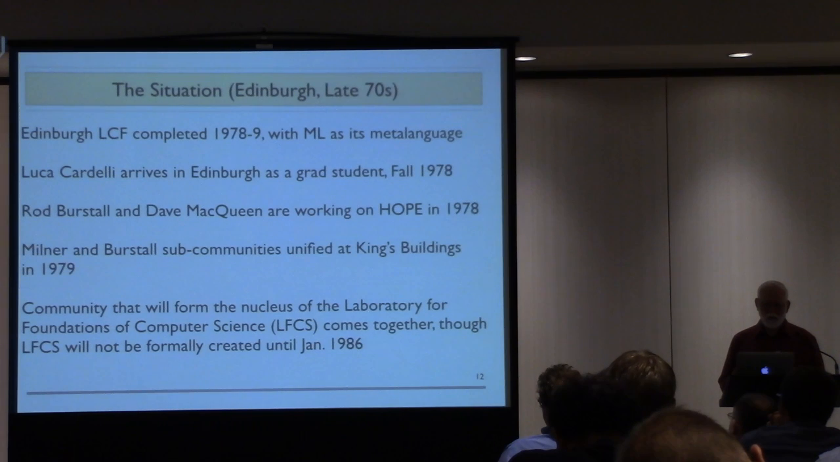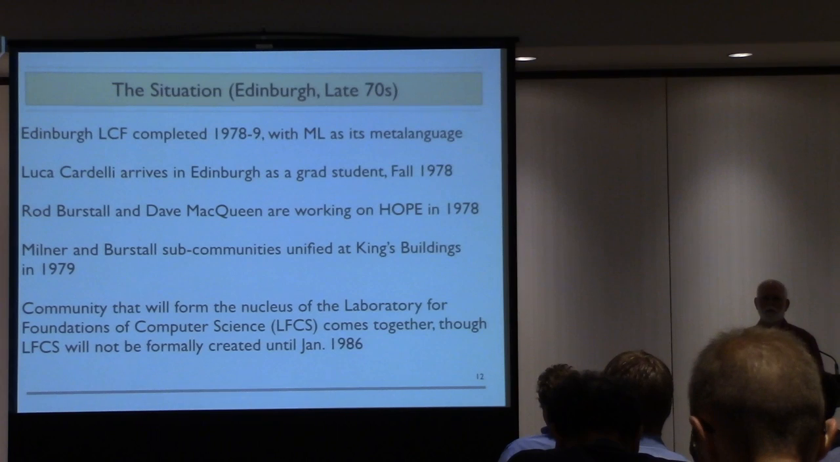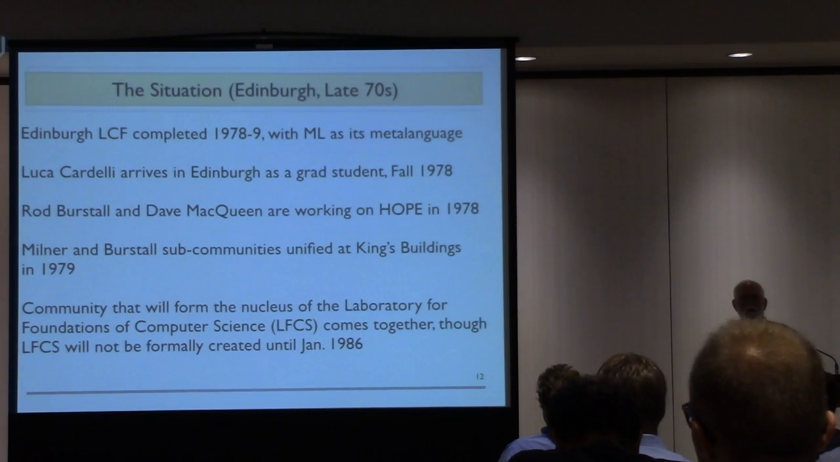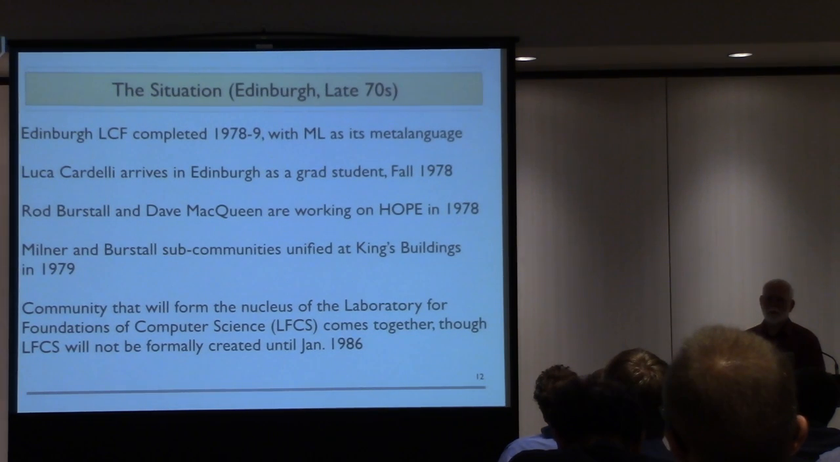So also, there had been two sub-communities at Edinburgh. The Burstall community was in the School of Artificial Intelligence at Hope Park Square, as was Rod Burstall and Gordon Plotkin and their students and postdocs.